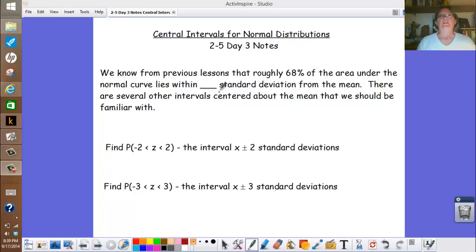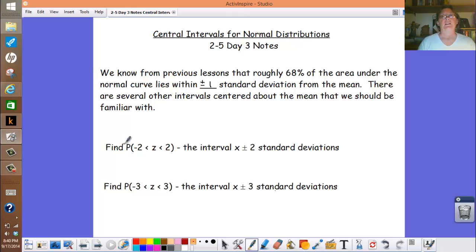So we heard before that about 68% of the area under the normal curve lies within one standard deviation plus or minus from the mean. Specifically, we can find the amount of area that should be within an interval in the standard normal curve. And we're going to look at a couple of other intervals centered around the mean that we ought to really know a little bit about.